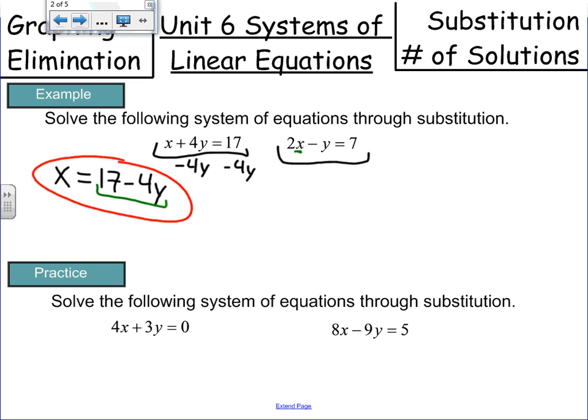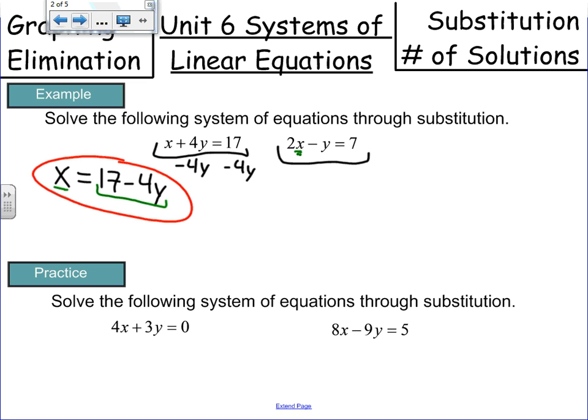And then we would have an equation with only one variable, just y. Does that make sense? Right now, both equations have two variables. We have two equations with two variables. If we change x into 17 minus 4y, because that's what we said x is equal to, so we take that chunk, substitute it in here, now we're going to have 2 times 17 minus 4y minus y. We won't have any x variables left. Then we can solve for y.